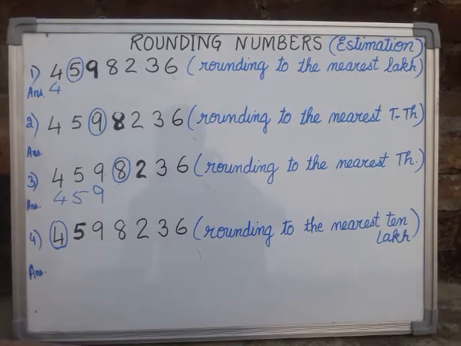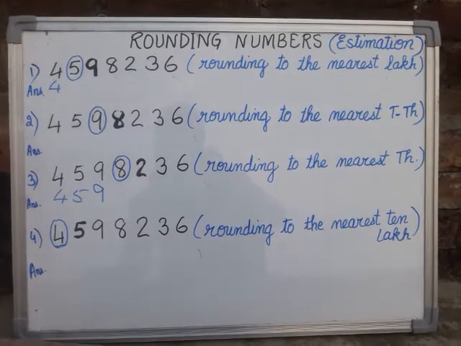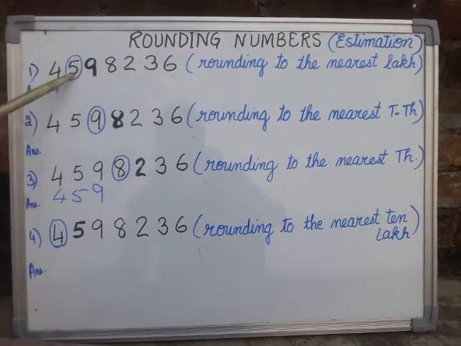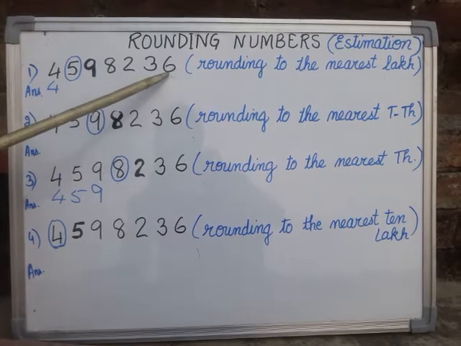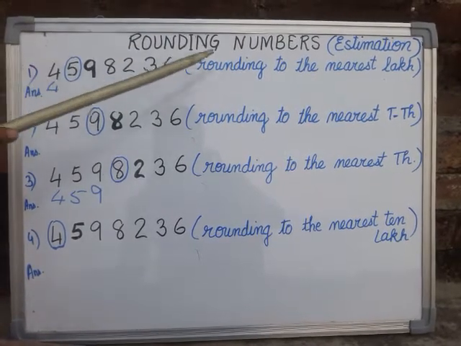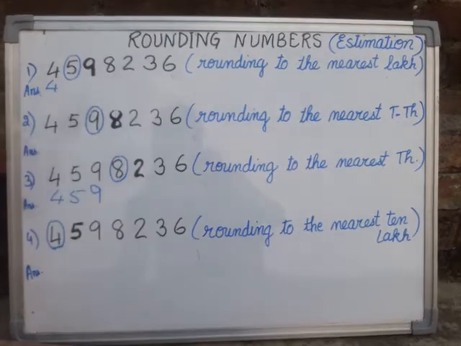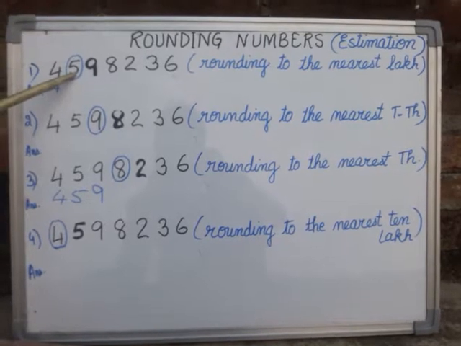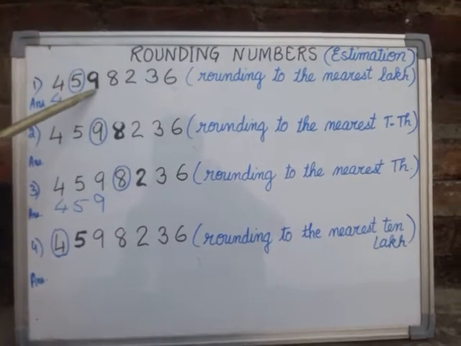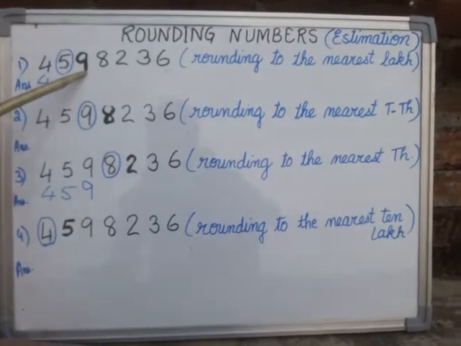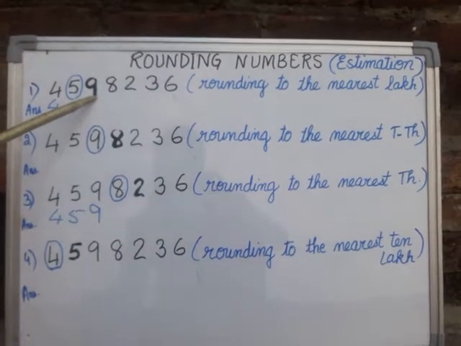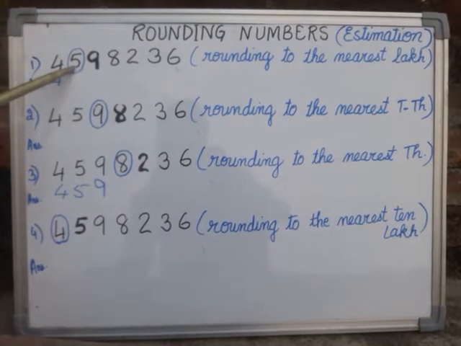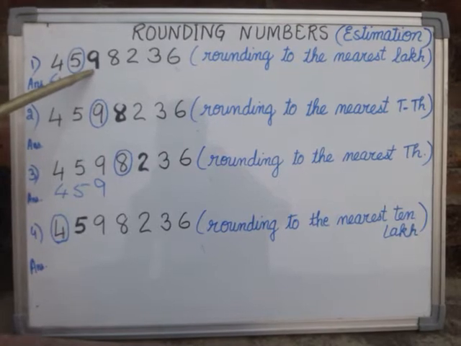Let's now, children, come on, we'll apply the same rule here. First example. Now 45,98,236, this number we are going to round to the nearest lakh. So this is the required place, lakh. Which number do we have to consider then? The right side. And if this number is 5 or more than 5, then the required place is increased by 1. So yes, this number is more than 5.